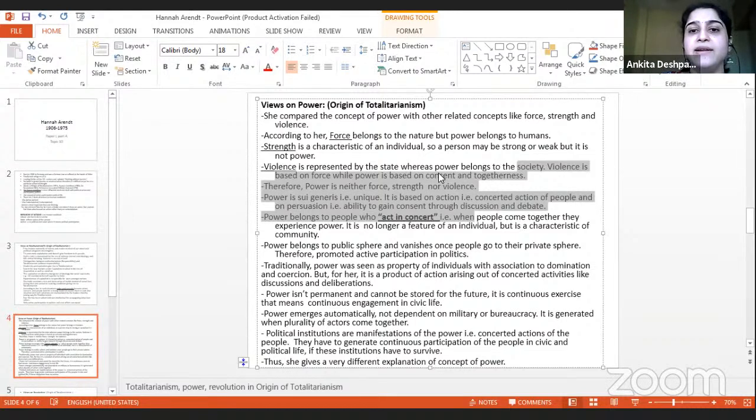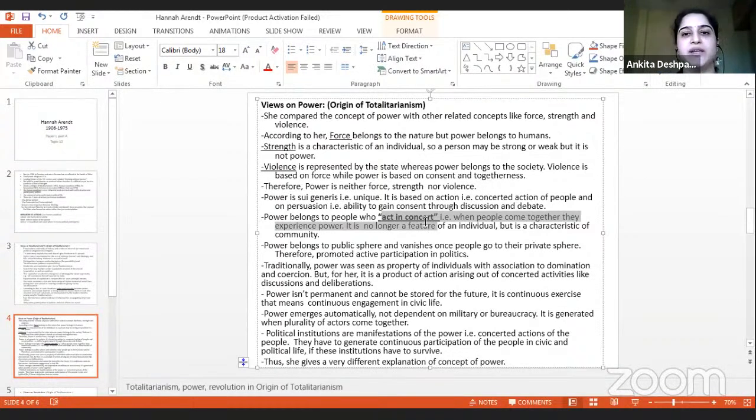All right. And it is consent and togetherness because it is based on the concept of persuasion. It is based on discussions and debate. I am not forcing you. If I force you, that becomes violence. But power is when you yourself feel the need to come together and participate in politics. So what is power according to Hannah Arendt? According to Hannah Arendt, power is concert. When people come together, they experience power.